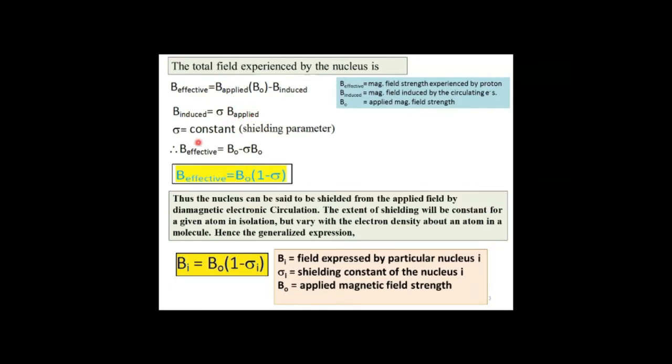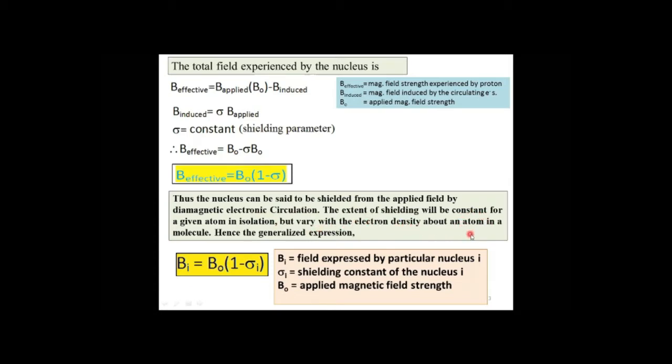So when we substitute this in the above relation, B effective will be equivalent to B naught minus sigma B naught. Hence B effective will become B naught into 1 minus sigma. Thus the nucleus can be said to be shielded from the applied field by a diamagnetic circulation. The extent of the shielding will be constant for any given atom in isolation, but it may vary with the electron density about an atom in a molecule.